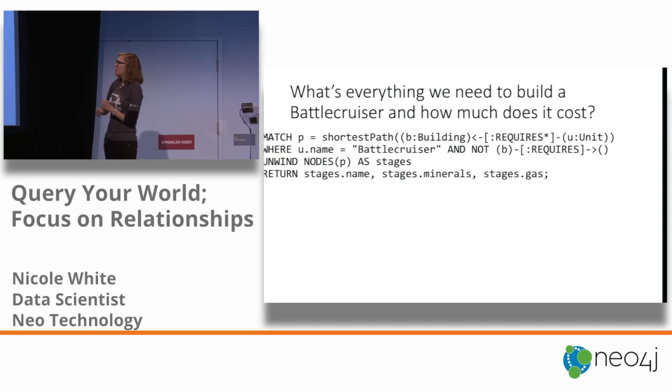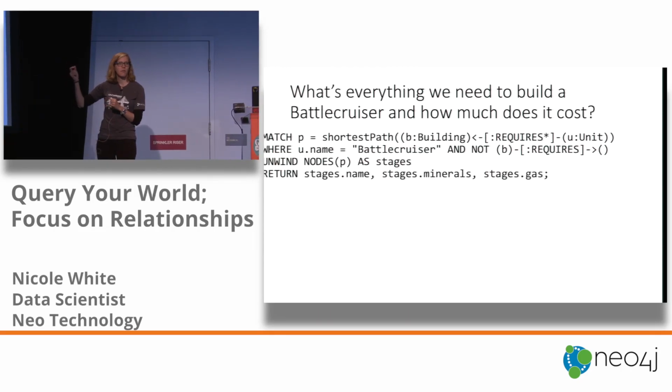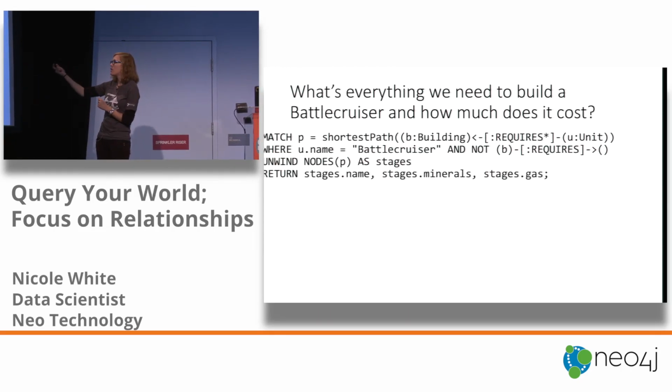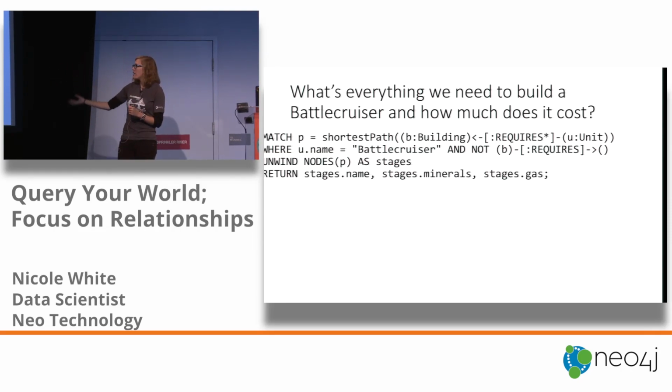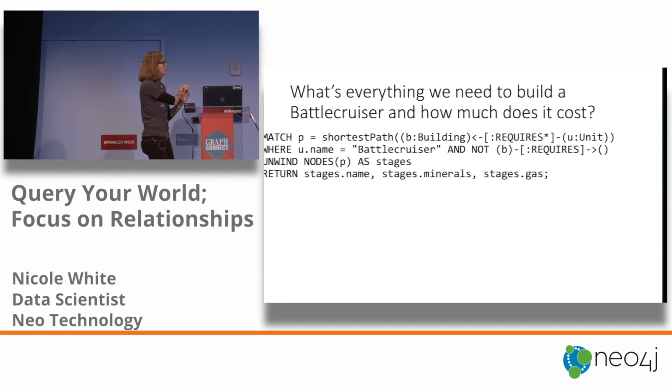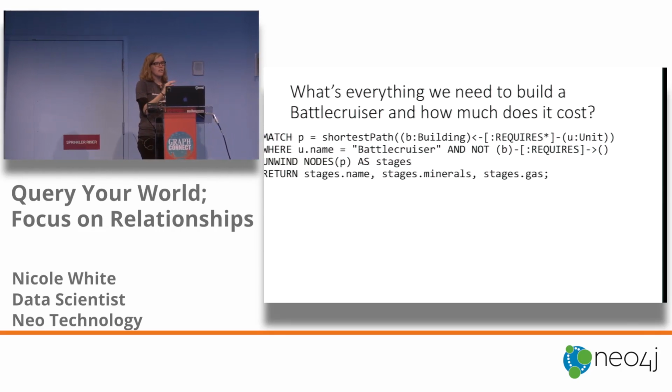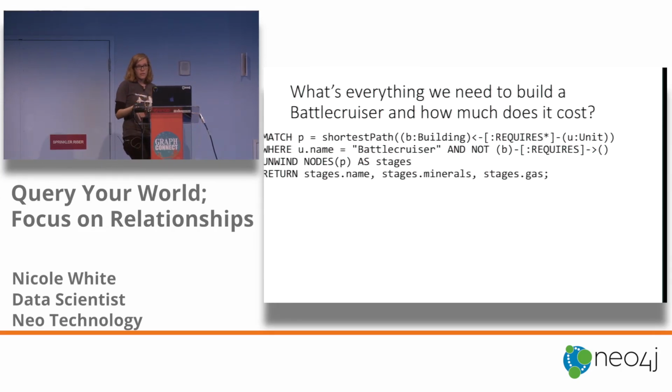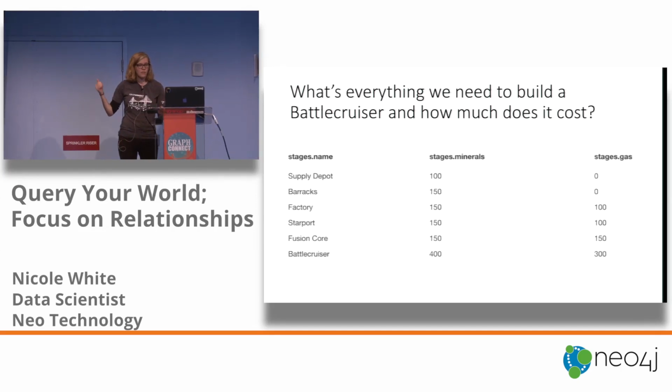Hopefully that made a little bit of sense. We're unwinding the nodes in that path, so we're only grabbing the nodes, because the path consists of both nodes and relationships. And so there's a nodes function in Cypher to just grab the nodes out of a path. And then we're unwinding those into their own separate rows, and then returning the name, the minerals, and the gas. So basically taking the visuals that we just had in the previous, and we're getting a table of all of the things that we need and how much they cost in terms of minerals and gas.